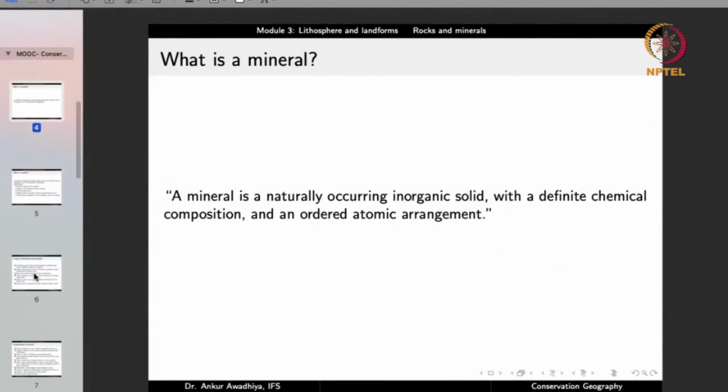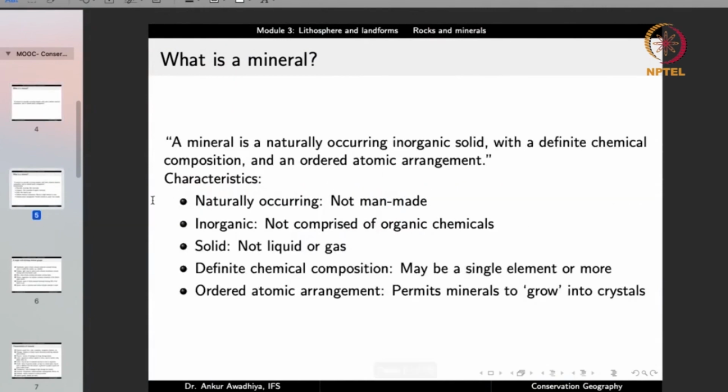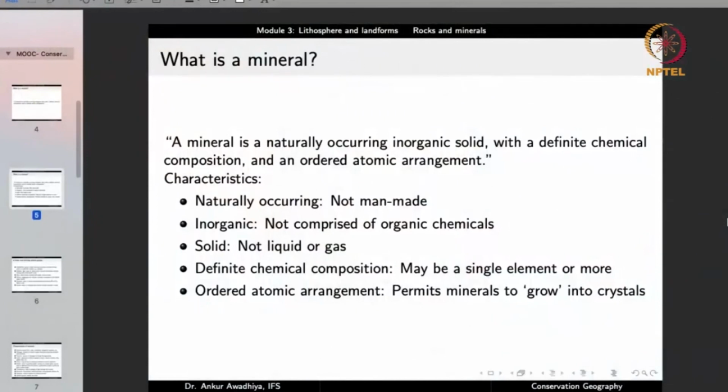So if we explore this definition, we will see that a mineral is a naturally occurring inorganic solid. It is naturally occurring. We do not have man-made minerals. So even though we can construct a mineral from its constituents in an artificial manner, we give it the same name as is there in the case of a naturally occurring mineral. So minerals do not have to be made by man, they are naturally occurring. They are inorganic, they are not comprised of organic chemicals.